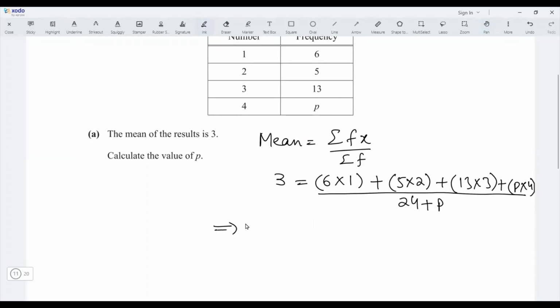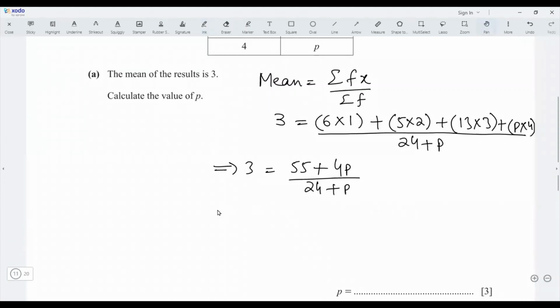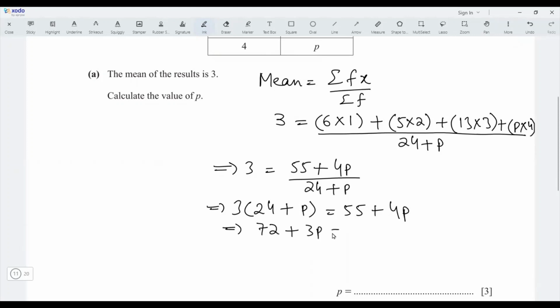So 3 equals 6 plus 10 is 16, plus 39 will be 55, and plus 4 times p is 4p, divided by 24 plus p. Now cross multiply and then simplify for p. So it will be 3 times (24 plus p), which equals 55 plus 4p. Now 3 times 24 is 72. You can check in rough work. 3 times p is 3p, equals 55 plus 4p.